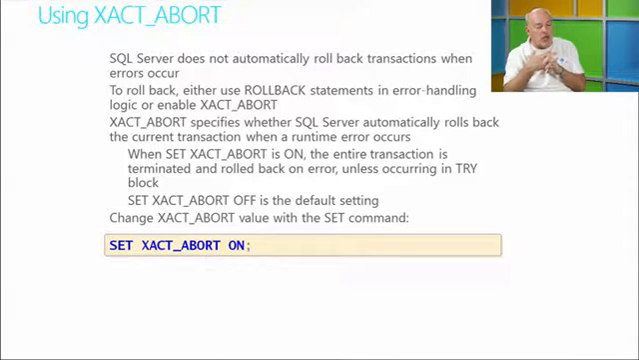When this is on, your entire transaction is terminated and the rollback on the error will occur, unless it's occurring within a try block. If it's off, which is your default setting, you should turn that on, or you should decide how you're going to handle the error checking or error handling for transactions. And it's easy enough to turn on using this statement here.